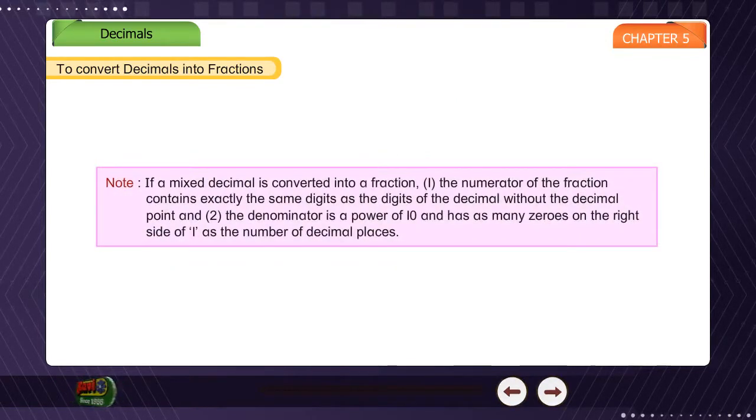Note: if a mixed decimal is converted into a fraction, 1. The numerator of the fraction contains exactly the same digits as the digits of the decimal without the decimal point, and 2. The denominator is the power of 10 and has as many zeros on the right side of 1 as the number of decimal places.